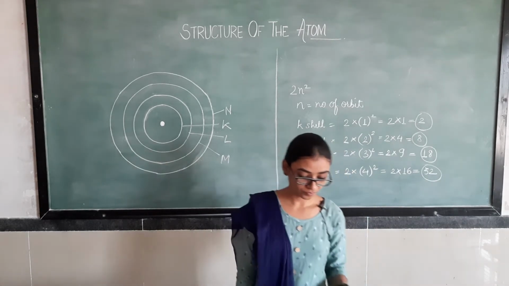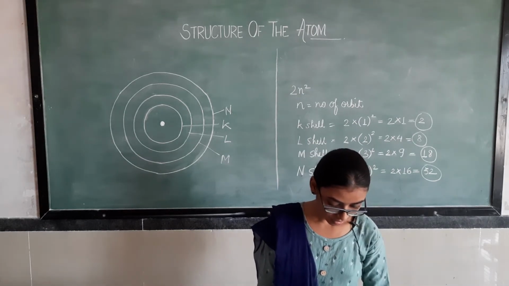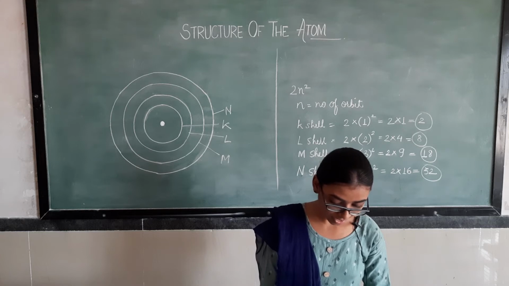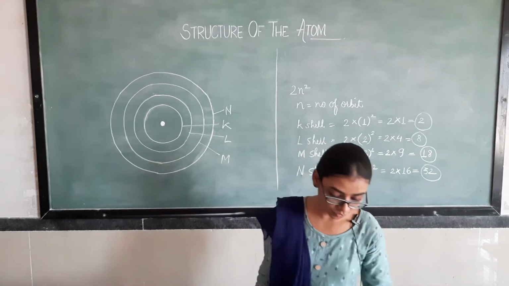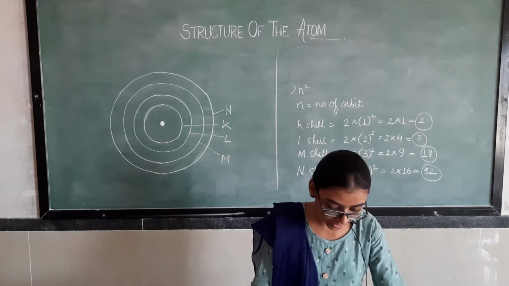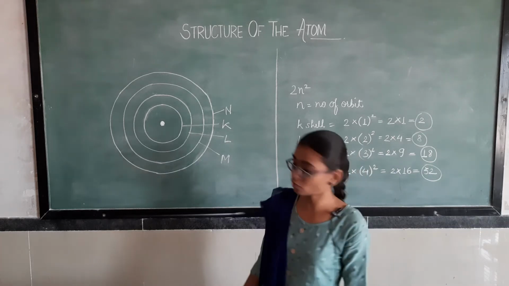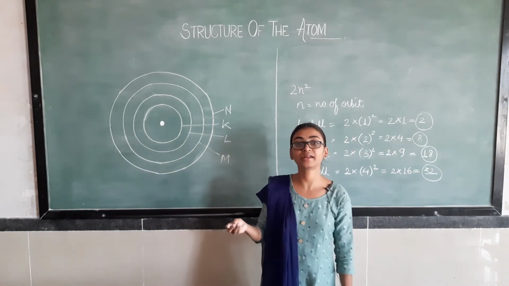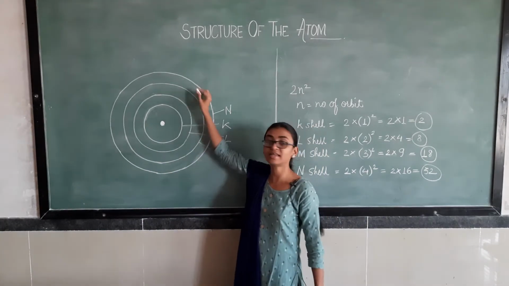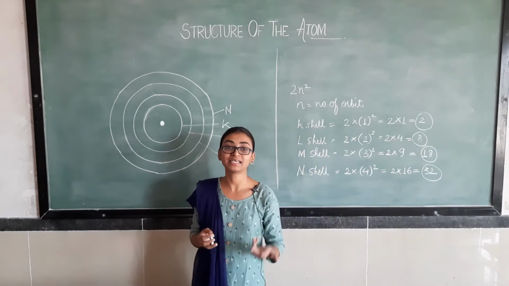Now see, the third rule is that electrons are not accommodated in a given shell unless the inner shells are filled. That is, the shells are filled in a stepwise manner. It means if we have been provided with electrons, we are not directly going to insert them in any shell. It is required to fill the shells in a step-by-step manner.